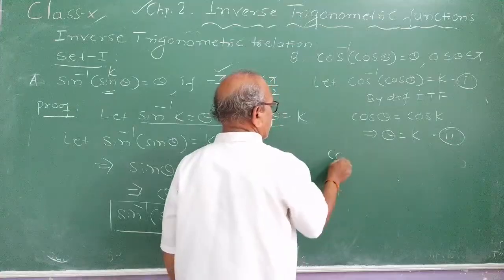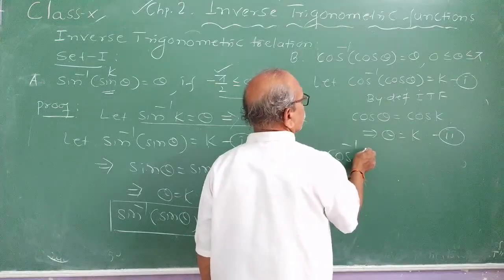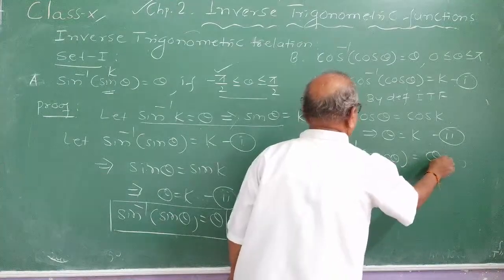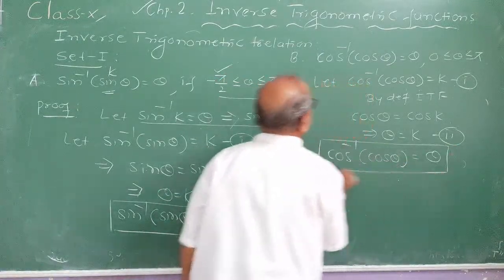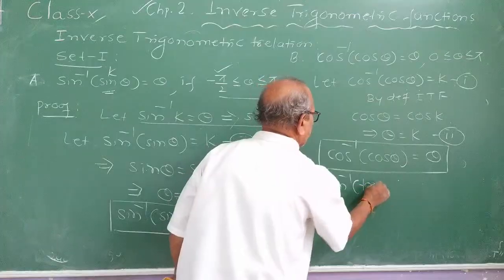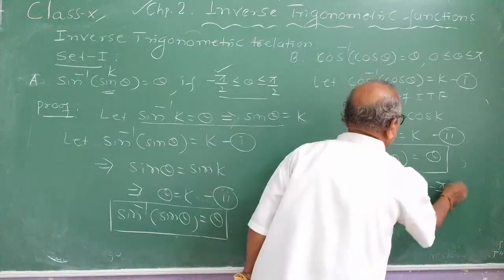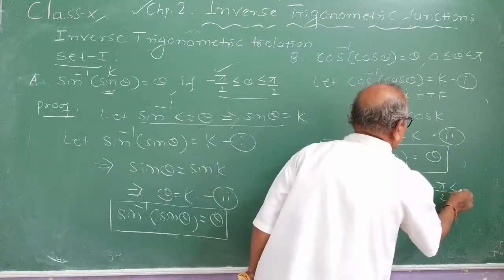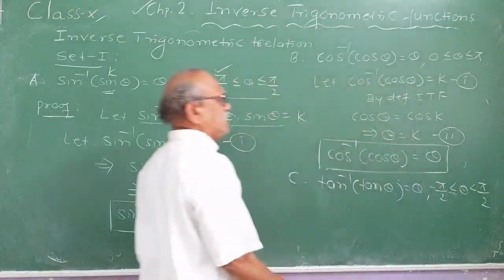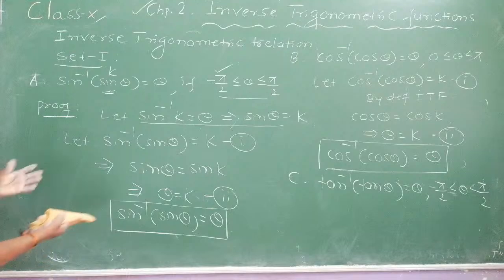You can write cos inverse of cos theta is equal to theta only. Similarly, you can directly write the third result, C: tan inverse of tan theta is equal to theta only, provided theta lies between minus pi by 2 to plus pi by 2. This is one set on the inverse functions. I will take the reciprocals in the next class.